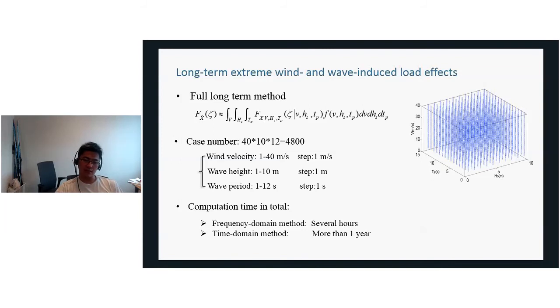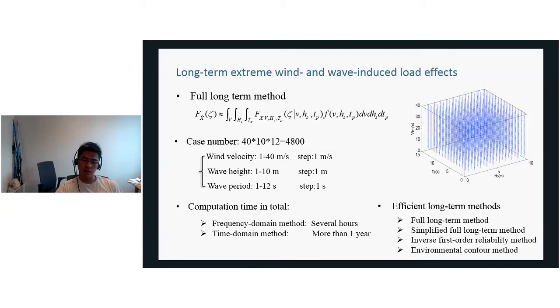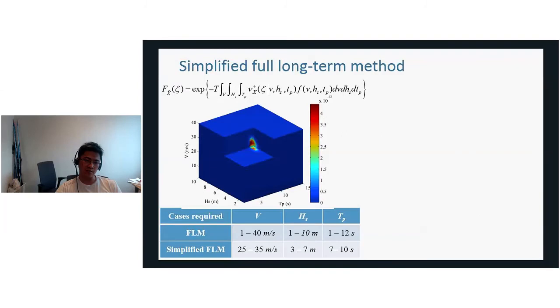So in this research, we studied three approximated ways to do the long-term analysis: the simplified full long-term method, the inverse first order reliability method, and the environmental contour method. The full long-term method considers all possible short-term environmental conditions. But in fact, not all the conditions contribute to the extreme value distribution. It is therefore necessary to assess which conditions have a significant contribution and which should be disregarded.